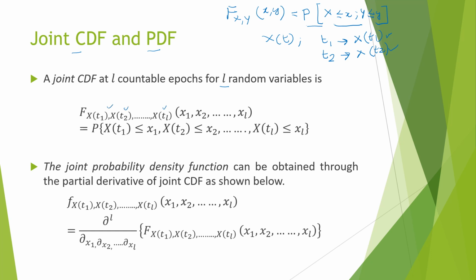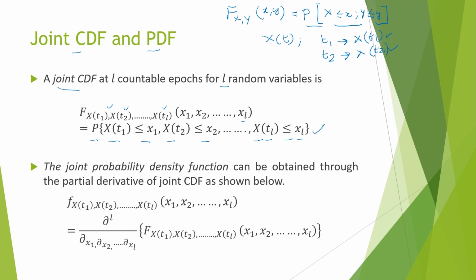So in general, the joint CDF, capital F of X(t1), X(t2), up to X(tL), evaluated at x1, x2, up to xL, is given as probability of X(t1) less than or equal to x1, X(t2) less than or equal to x2, up to X(tL) less than or equal to xL. It is similar to that of the joint CDF of multiple random variables. In the case of random process, depending upon the number of time instants, we have so many random variables. Therefore, in general, the joint CDF is given as this.